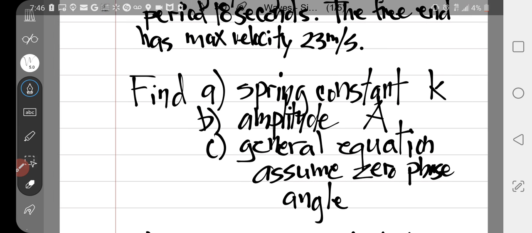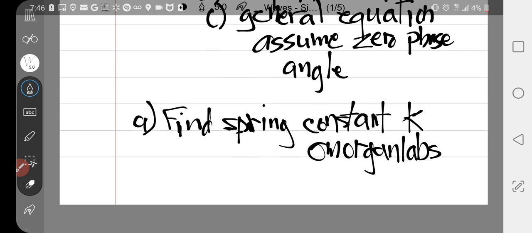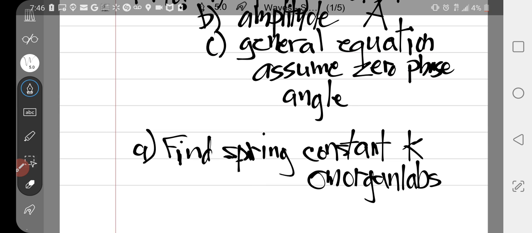Like I said before, we're going to find the spring constant K, and then from that we can use it to find the amplitude B, and then C. We put it all together in a general equation. We'll assume our phase angle is 0. We're just talking about one thing. Usually when you're talking about phase angles, you have two different things going on, and you're trying to get a relationship between two oscillating things. So anyway, phase angle 0. Find spring constant K. Let's do that.